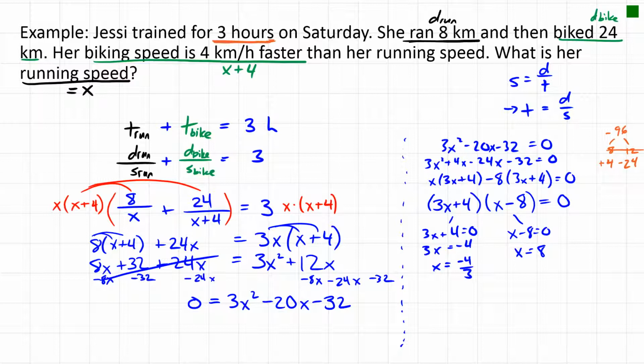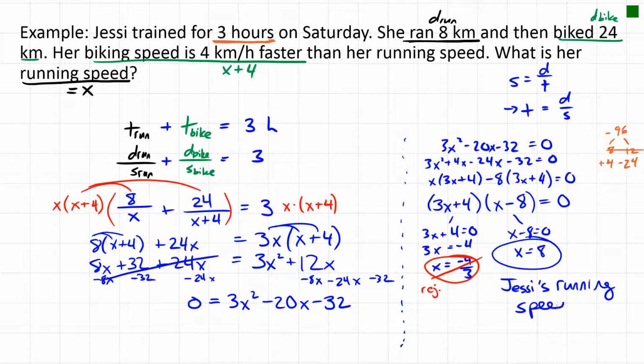Well, what am I going to do about this? I'm going to reject my negative solution, because it doesn't make sense to have a negative running speed. So my only answer that makes sense is x equals 8, which means Jessi's running speed is 8 kilometers per hour. And I've solved my problem. So I actually had two solutions to this one. I had to reject one because it wasn't reasonable.